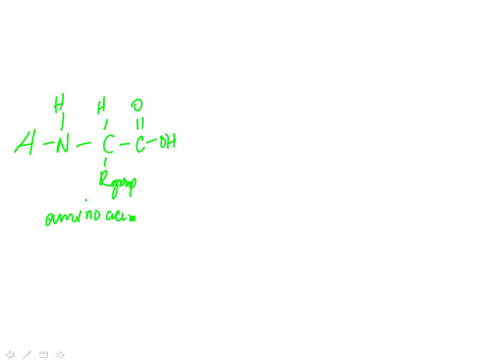We'll put our amino group out first, then move to our central carbon. On top of the central carbon, we want to add a hydrogen. Below it, we want to add that R group. And then we want to end with our carboxyl group. So this is our first amino acid.